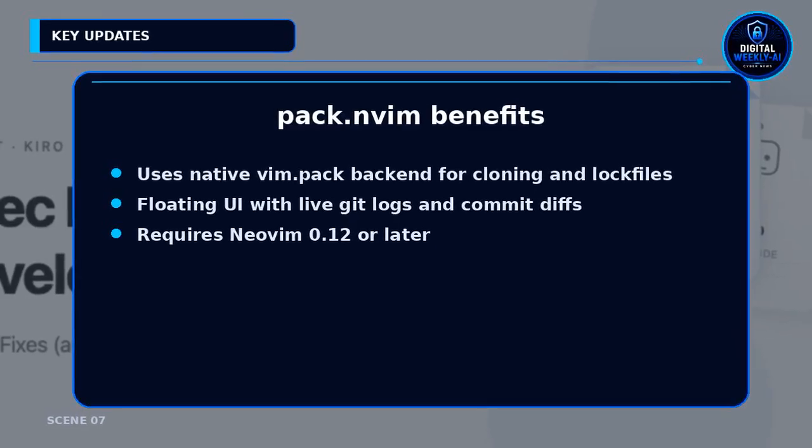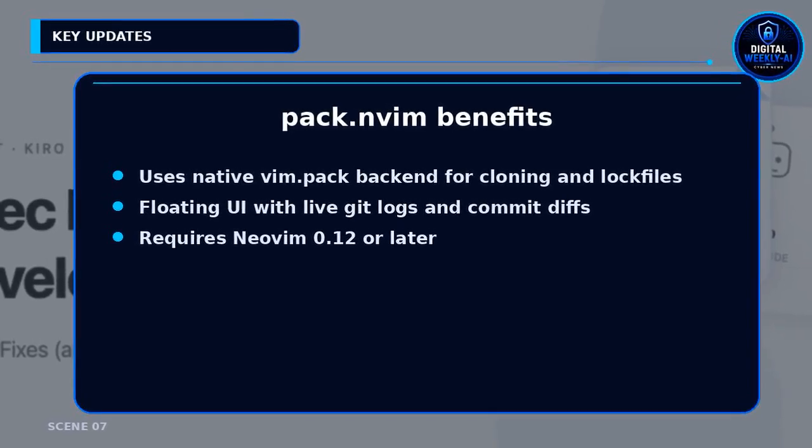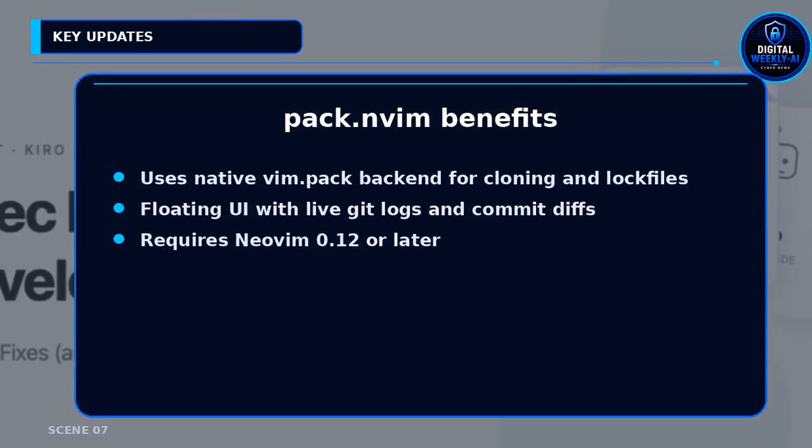Neovim 0.12 adds a native package API called vim.pack. Pack.nvim sits on top of that API and provides a floating dashboard. It shows real-time status, streaming Git logs, and commit diff previews. The plugin is about 2,000 lines of Lua and needs Neovim 0.12 or later.